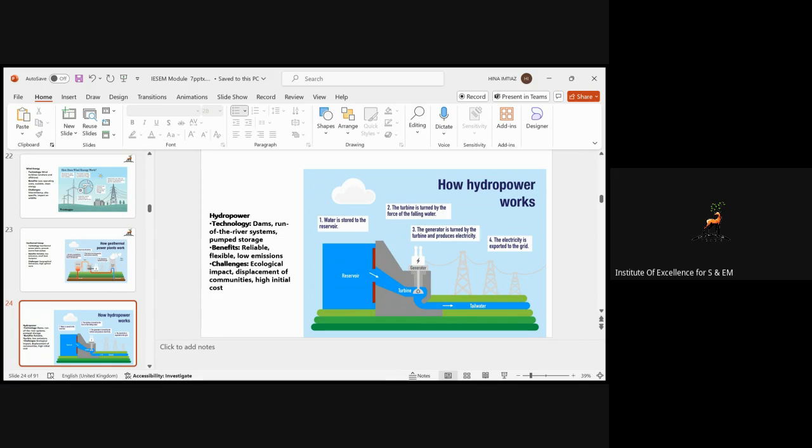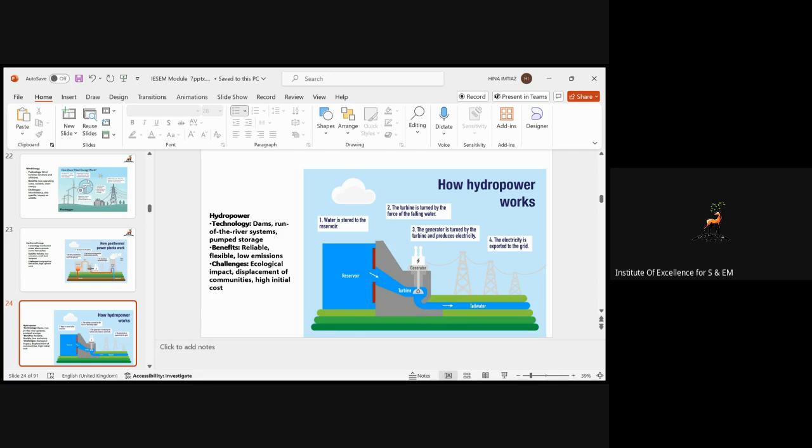Their benefits are that they are reliable, they are flexible, and they have low emissions. But their challenge is that they produce ecological impacts, and they displace people. Because the dam is very huge, it always results in the displacement of communities, the displacement of local residents, and a high initial cost. The construction of a dam is not a very easy process. It requires a huge budget for the construction of any dam.